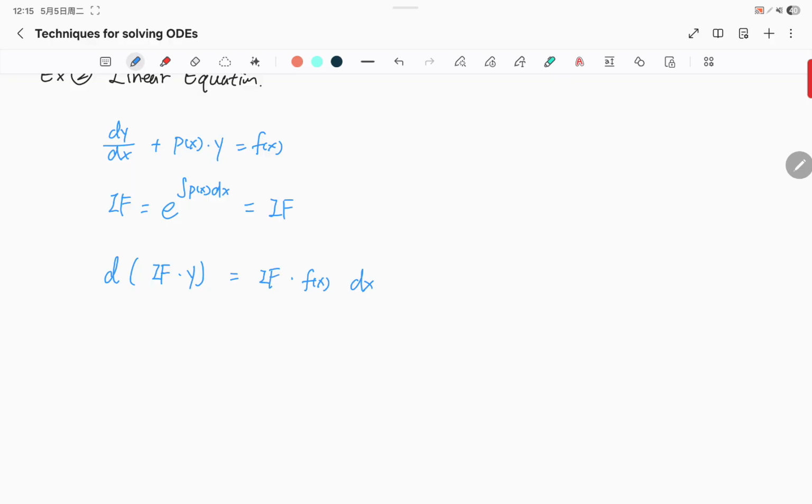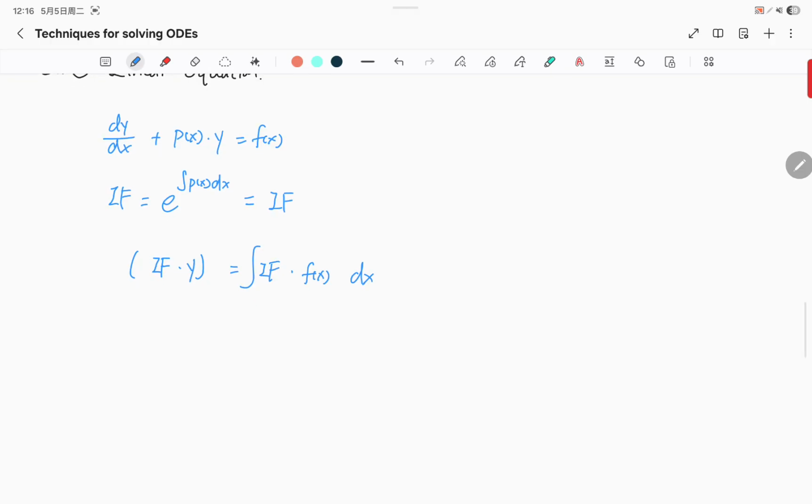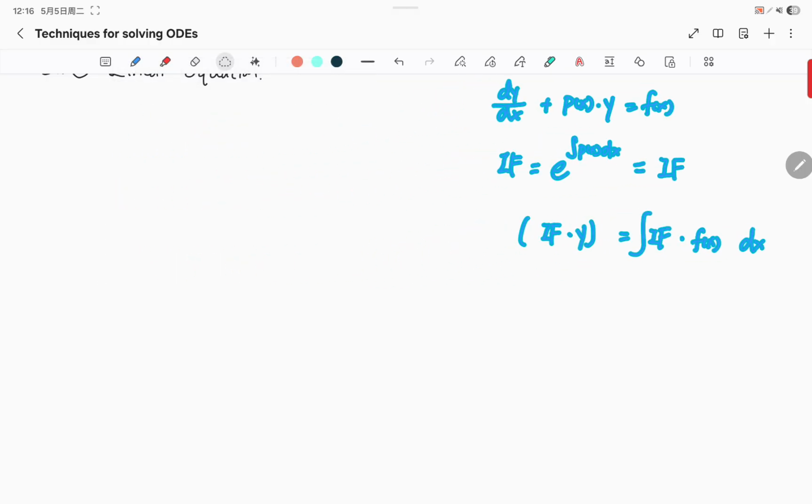Next up, we see we have a d here, so naturally we want to do the integral. Integral and derivative are opposites of each other, so they cancel out. So this whole thing on the left hand side is just integrating factor times y, and then you solve the integral on the right hand side, and then isolate y. That's how you solve an equation using the linear equation technique.